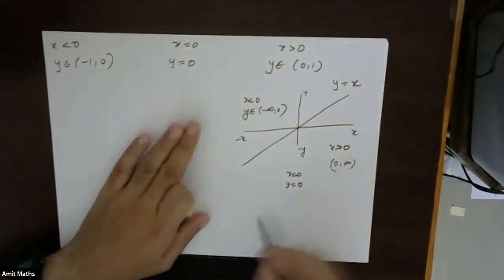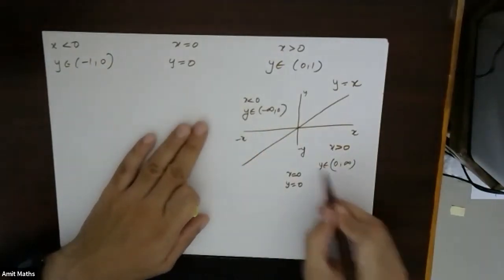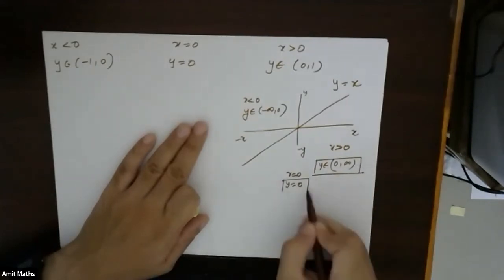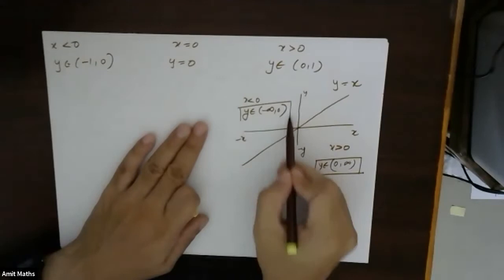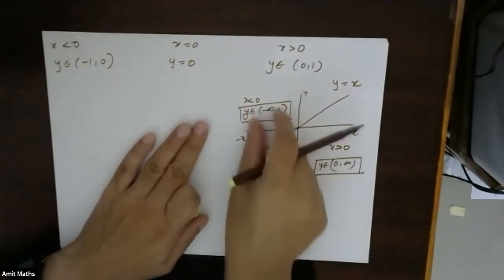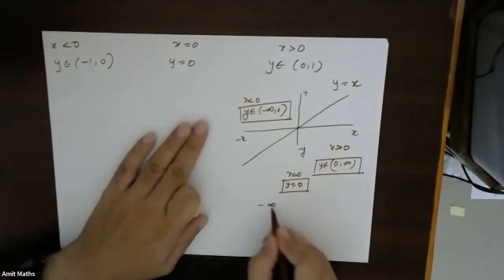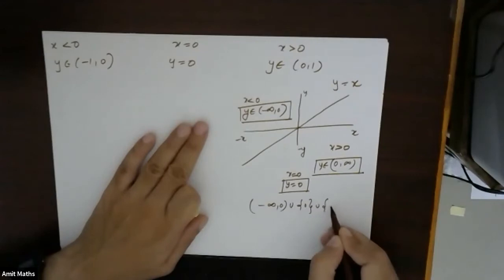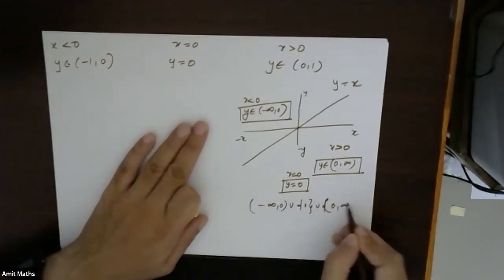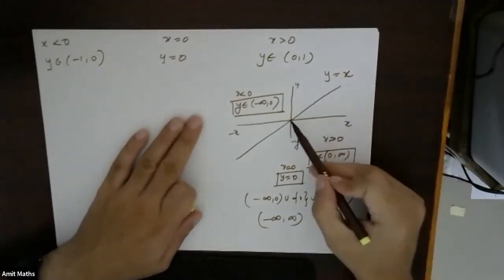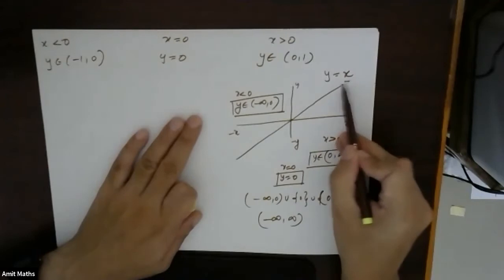So see, we have three different ranges: for x greater than 0, for x equal to 0, and for x less than 0. When I take the union of all these three, this becomes minus infinity to 0, union 0, union 0 to infinity. If I take the union, this becomes minus infinity to infinity, which is actually the range of y equals x.